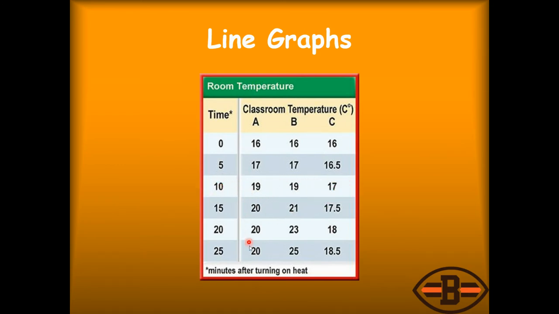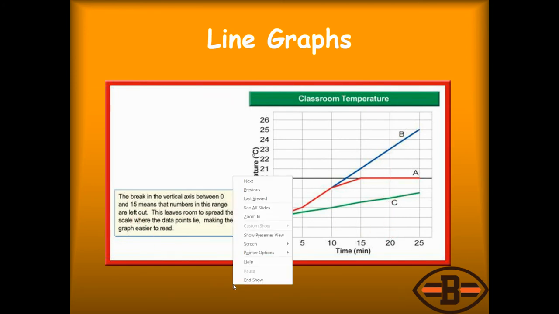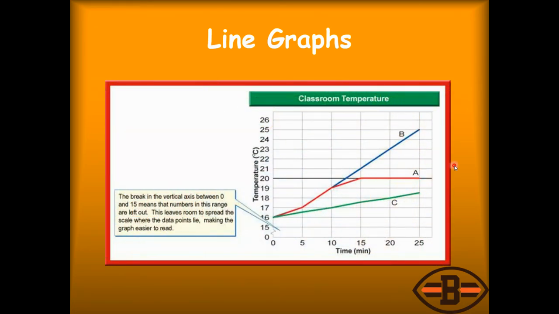We could go down this list, but if you look at this, the graph is so much easier to read. After 15 minutes, this was 16 and a half degrees Celsius. Here's one at 20 degrees Celsius, and here's one at 21 degrees Celsius. After 20 minutes, you can just glance real quick instead of reading through the table. It's a lot easier to read a graph than that data table.